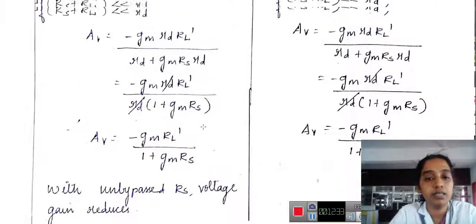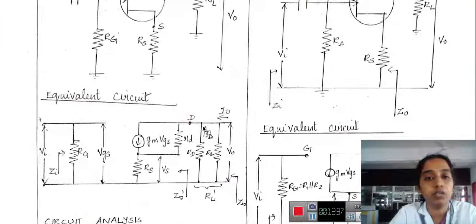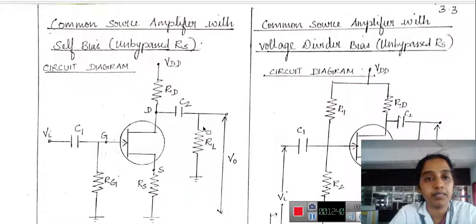So this is the analysis of the common source amplifier using bypassed and unbypassed circuits.